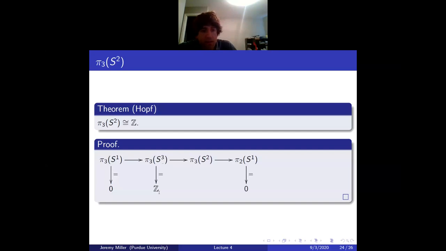Hurewicz theorem, which says that if you have a simply connected space and the first two homology groups vanish, then the first two homotopy groups will vanish, and in degree 3, homology will equal homotopy. So this equality follows from Hurewicz. And so then you get that pi 3 of S3 is 0 because of the long exact sequence.